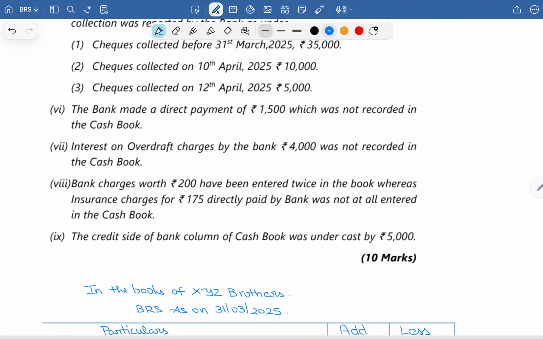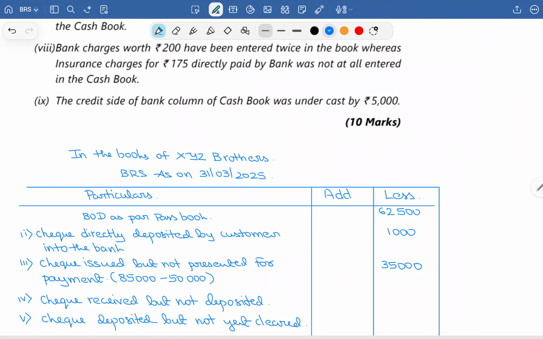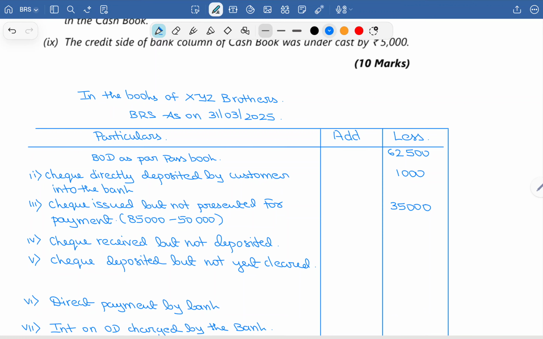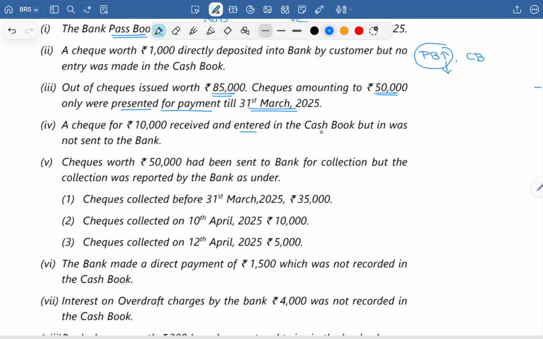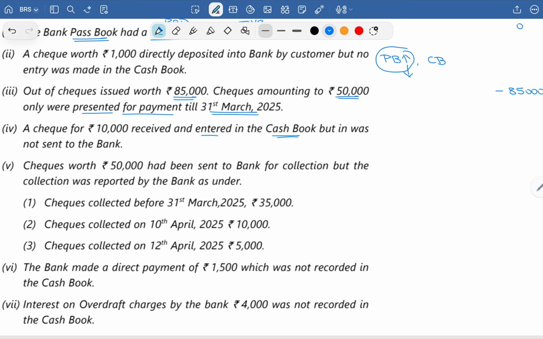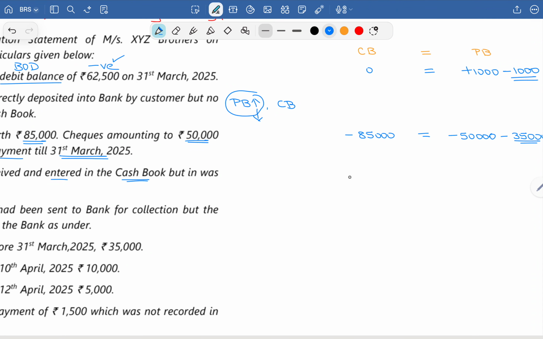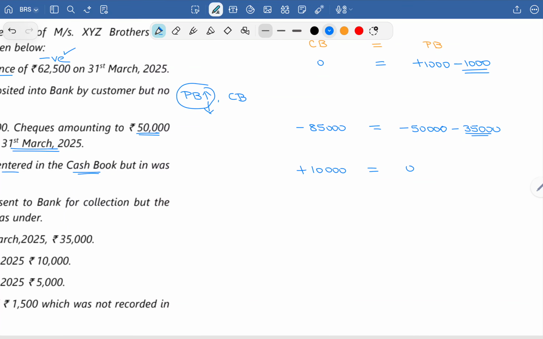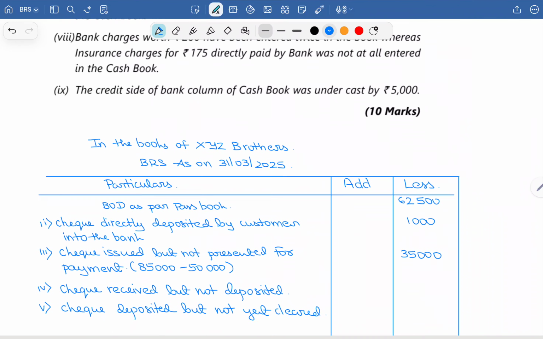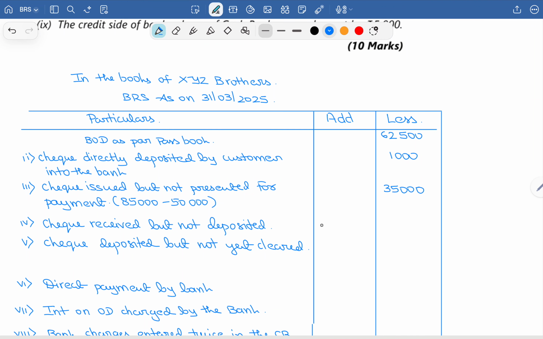Next one, adjustment number 4. A check for rupees 10,000 received and entered in the cash book bank column, but it was not sent to the bank. In your cash book, you have already increased that 10,000 rupees worth check, but in the passbook there is no increase because it is not yet deposited into the bank. To make cash book equal to passbook, what do I have to do on the passbook side? Add 10,000. Add 10,000 means here point number 4, add column 10,000.